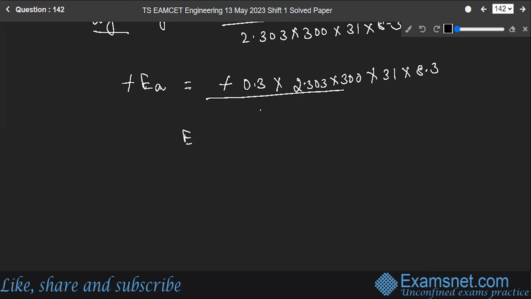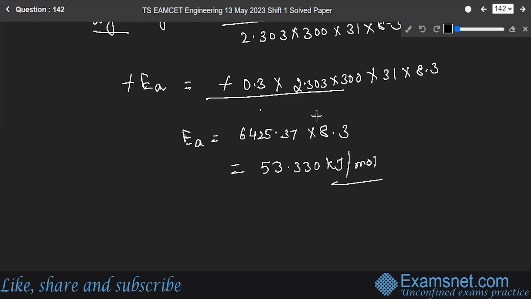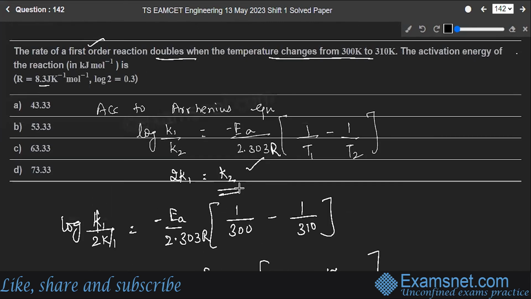You will have EA as 6425.737 into 8.3, which on solving will give you 53.330 kilojoules per mole. So this is the answer, and B is the right answer, option B. Hope you understood that. Let's move to the next question then.